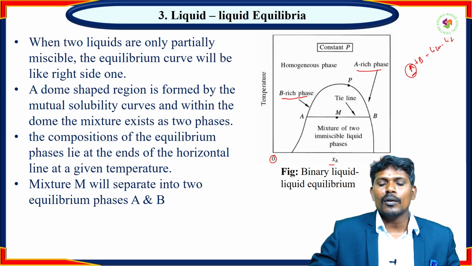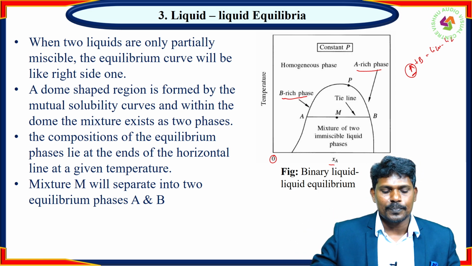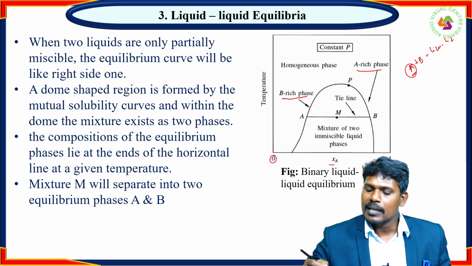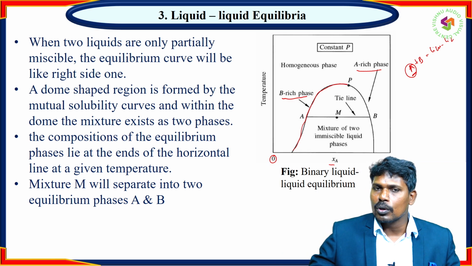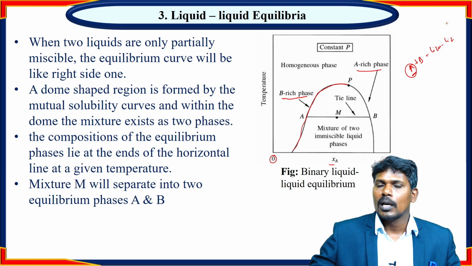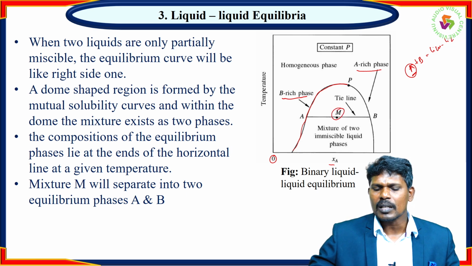When two liquids are only partially miscible, the equilibrium curve will be like the one on the right side. The dome shaped region is formed by the mutual solubility curves, and within the dome, the mixture exists as two phases. The compositions of the equilibrium phases lie at the ends of the horizontal line at that temperature, meaning compound A in both phases is in equilibrium. That is the equilibrium curve. So mixture M will separate into two phases, A and B.